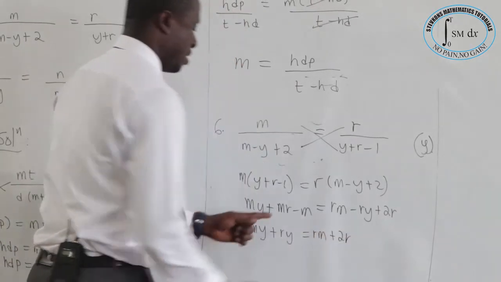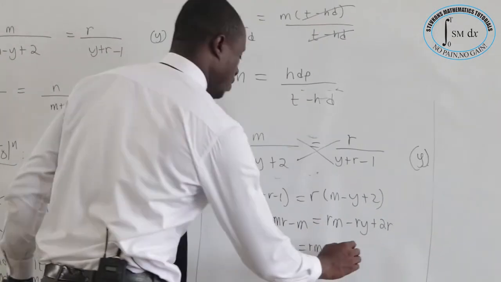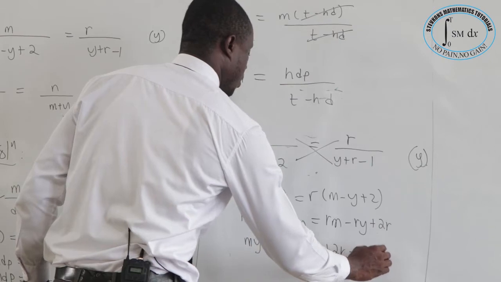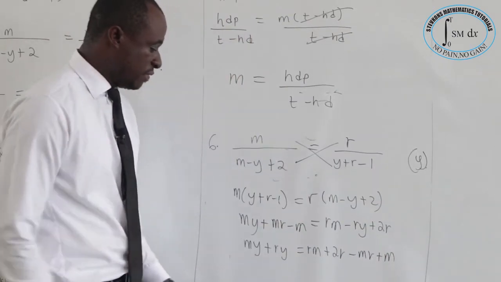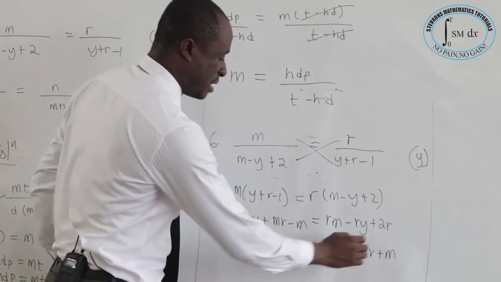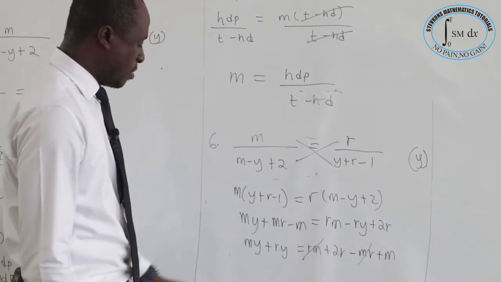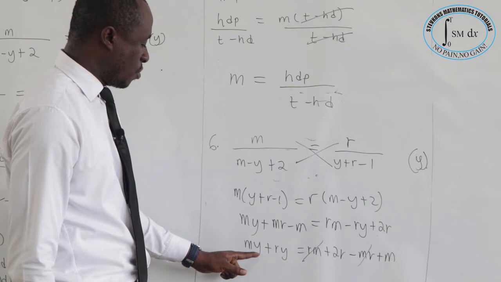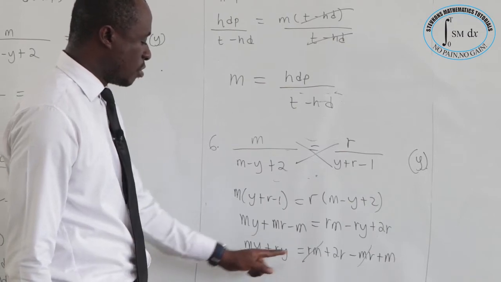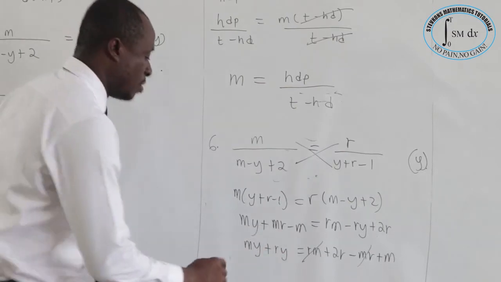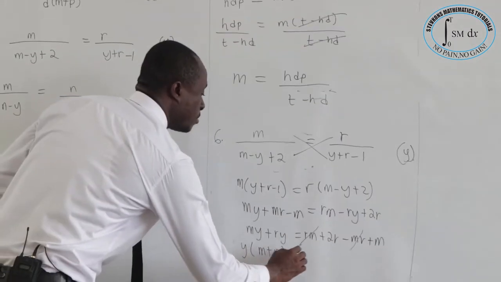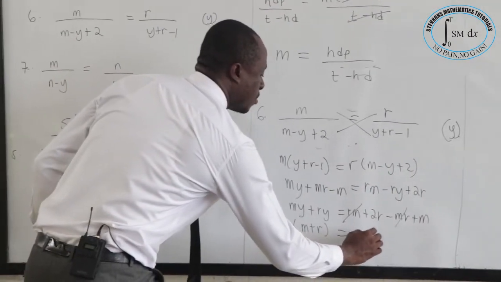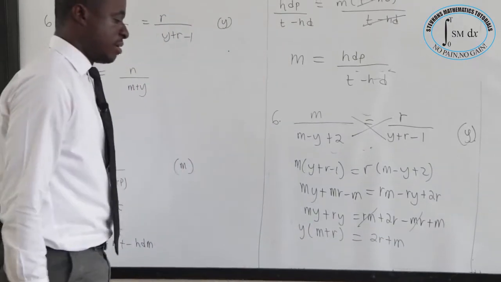Now all these two are moving to that side. So we have minus mr plus m. This negative crossing becomes positive. Clearly this and that will go away. Now my plus ry, what is common? y is common, we can factorize y out. So when I factorize y out, I have y(m plus r) equal to 2r plus m.